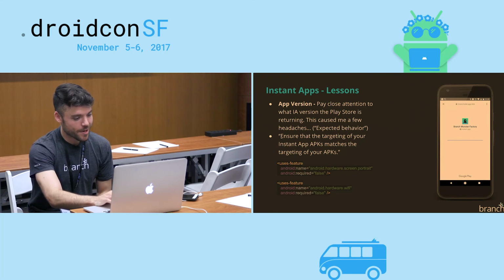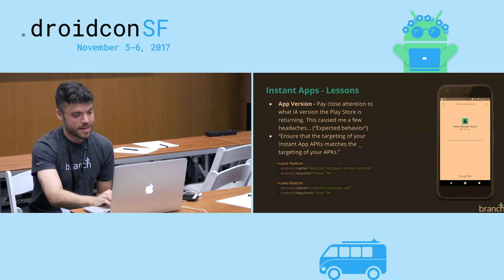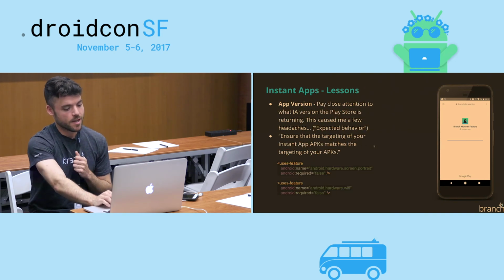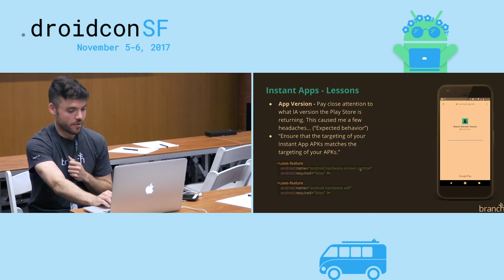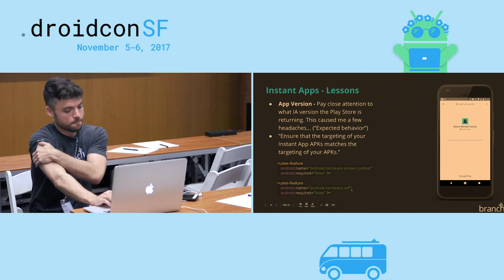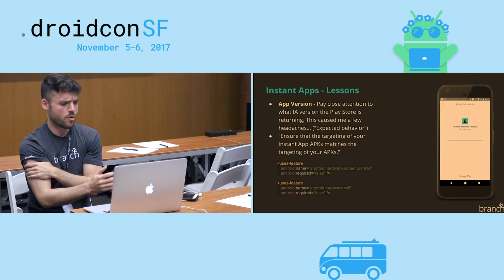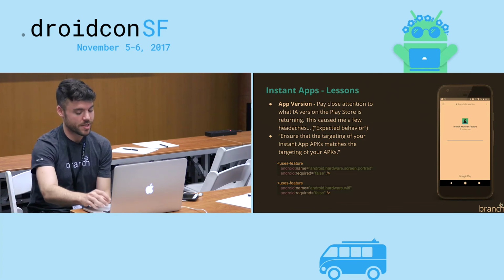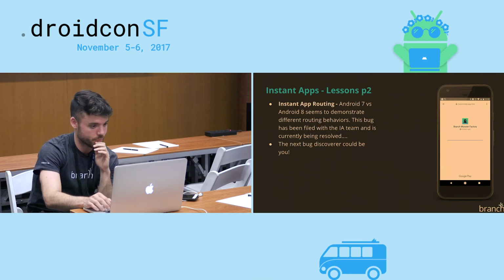Another one is there's a warning that will pop up when uploading your instant app to the Play Store that'll say ensure that the targeting of your instant app APK matches the targeting of your APKs. If you have anything as simple as setting an activity to portrait mode in your full app, then in your instant app you have to declare uses feature portrait. So if you're monitoring Wi-Fi like network state, then your instant app needs to declare that it uses feature hardware Wi-Fi, required false. So there's a lot of gotchas there. I recommend Stack Overflow or just reaching out to people who have built instant apps because a lot of this stuff is not documented yet.